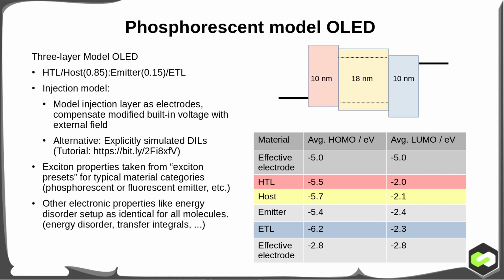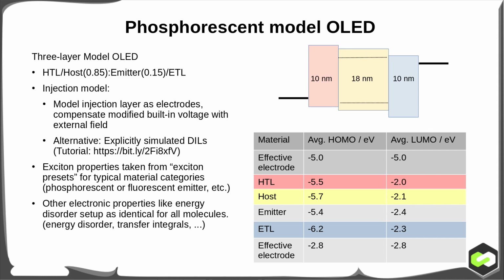We call the electrodes effective electrodes because they basically have the transport levels of an injection layer, of a doped injection layer, which we could also simulate explicitly, but as it is much more numerically involved, we choose here the option to inject the charges directly into the HTL and ETL with a kind of artificial injection level, which we then compensate by applying an additional built-in voltage, which I will show later.